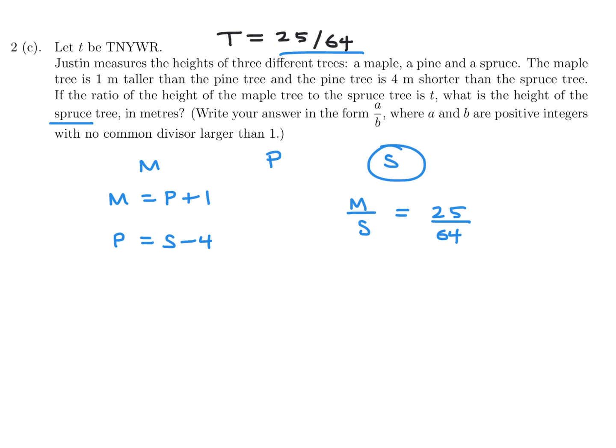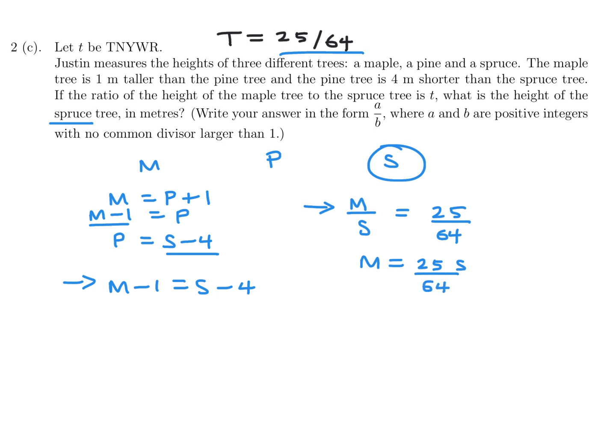Let's see, where would I go with this? Maybe m minus 1 is p. And since p equals m minus 1 and p equals s minus 4, we can set those equal to each other. Then we've got 2 equations, 2 variables, and we can solve. So that's pretty easy. Let me isolate for m here. So it'll be 25s over 64. And then let's plug that in here. So 25s over 64 minus 1 is s minus 4. And therefore 25 over 64 s, add 1 to both sides, 3.